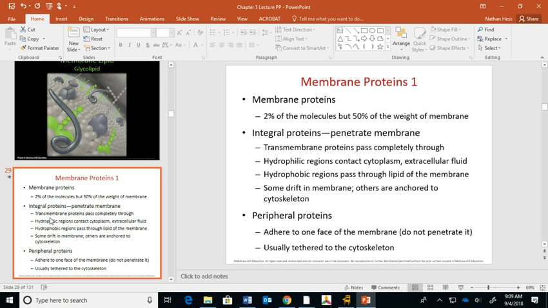The membrane proteins, okay, we've kind of got 2 different pieces of the membrane proteins.